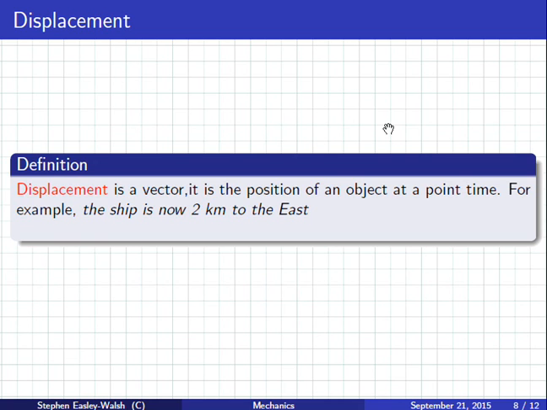So, where are the biology students? Which room are they in? The room behind us, yeah? How many meters? This is a displacement. You're saying where something is. This is what I mean by displacement. Got it? It's a vector.